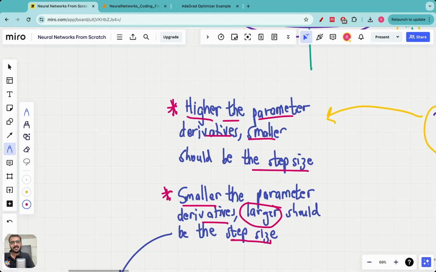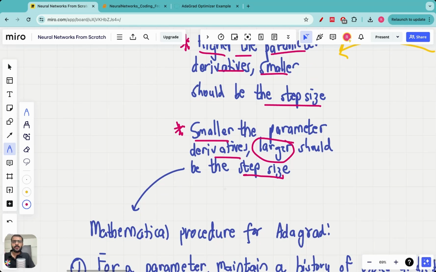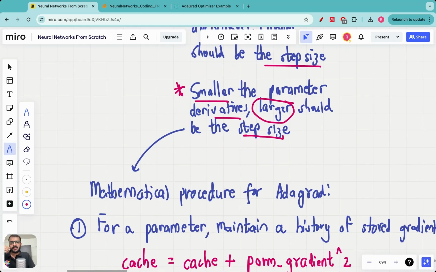So the step sizes should be in accordance with the parameter derivatives. If the parameter derivatives are high, the step sizes should be small. If the parameter derivatives are small, the step sizes should be large. I hope you have understood the intuition behind ADAGRAD. Now I'll move to the second part of this lecture, which is the mathematical procedure for ADAGRAD. And in the third part, we will look at how to code ADAGRAD in Python.